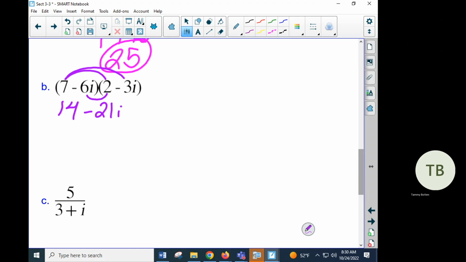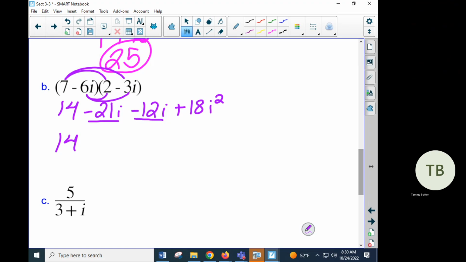Negative 6i times 2 are the inside ones, and negative 6i times 2 is negative 12i. And negative 6i times negative 3i, a negative times a negative is positive. 6 times 3 is 18. And notice i times i is i squared. Now I can combine these two.